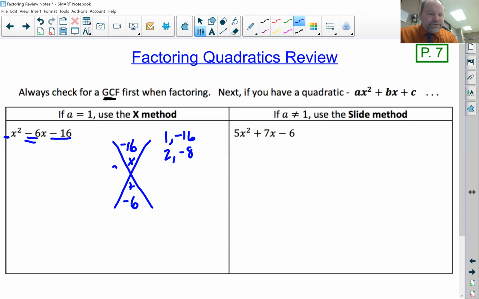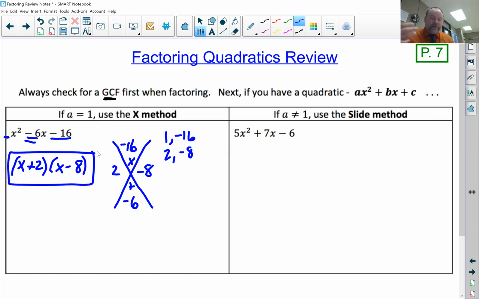So those are my two factors, x plus 2, x minus 8. And this is the answer. That is the factored form. In terms of things that we've seen, this would be our intercept form for graphing a quadratic. So that's if a is 1.